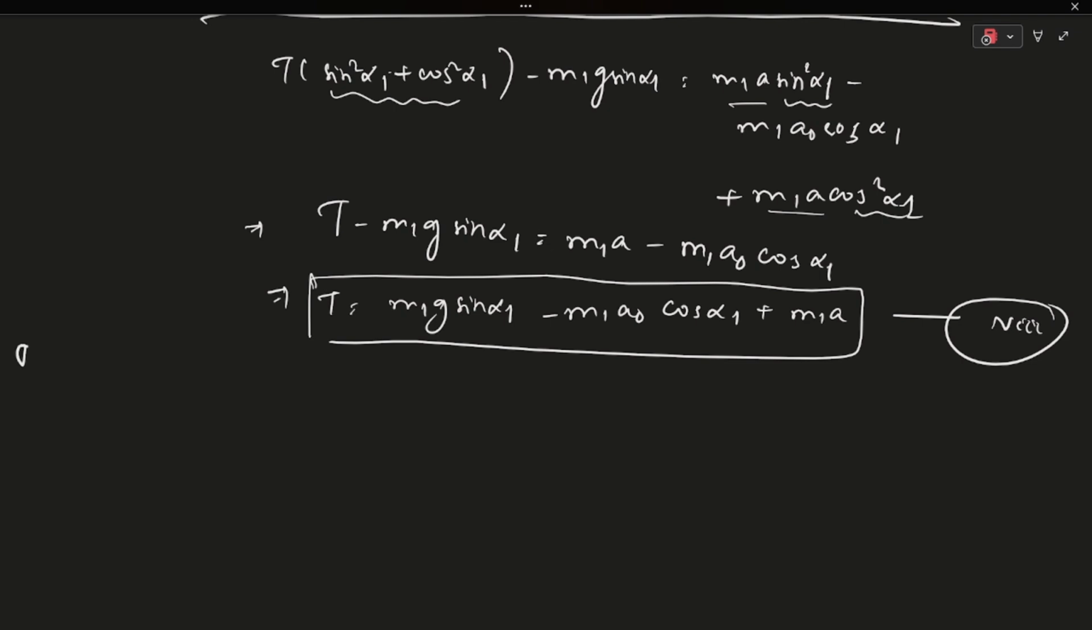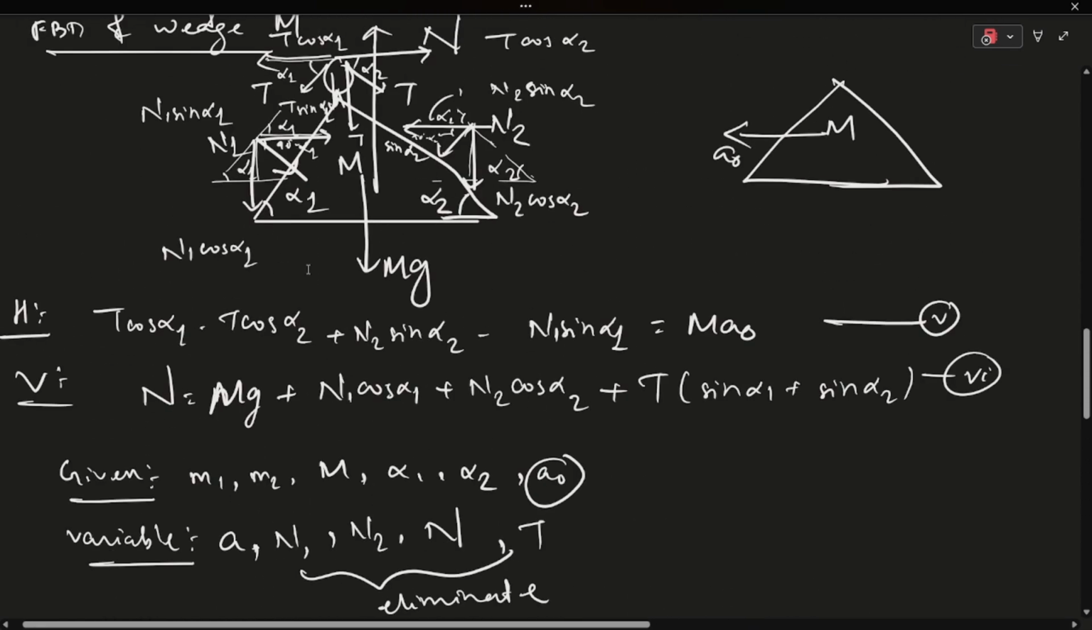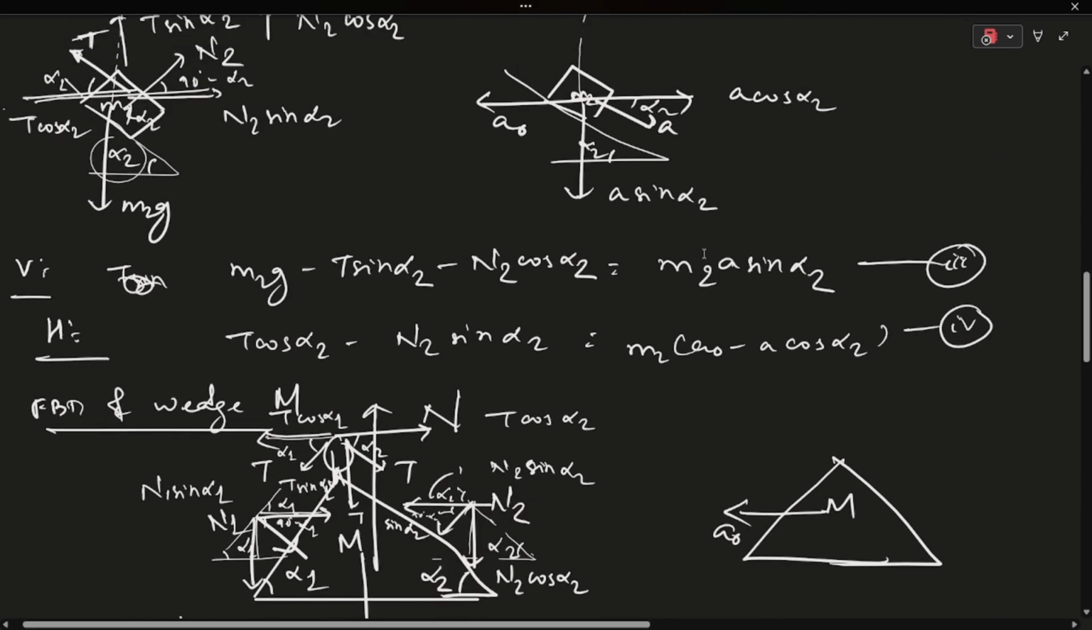Now for m2 mass. Equation third and fourth. Equation third: m2g sin alpha 2 minus T minus n2 cos alpha 2 equals. Equation fourth: T cos alpha 2 minus n2 sin alpha 2. So if I multiply equation 3 with sin alpha 2 and equation 4 with cos alpha 2 and then subtract, this n2 will be cancelled out.